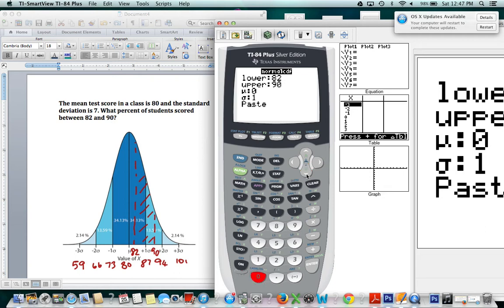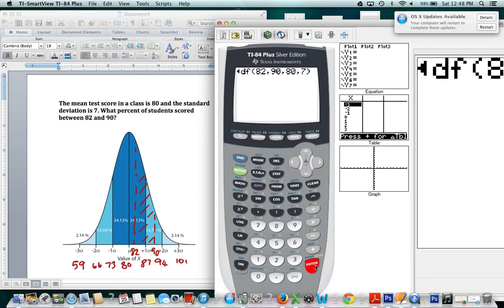And this little symbol here, a little mu, that's where we put our average, and our average in this question is 80, and our standard deviation in this question, that little sigma here, standard deviation, we put 7 for standard deviation. Scroll down to paste and press enter.